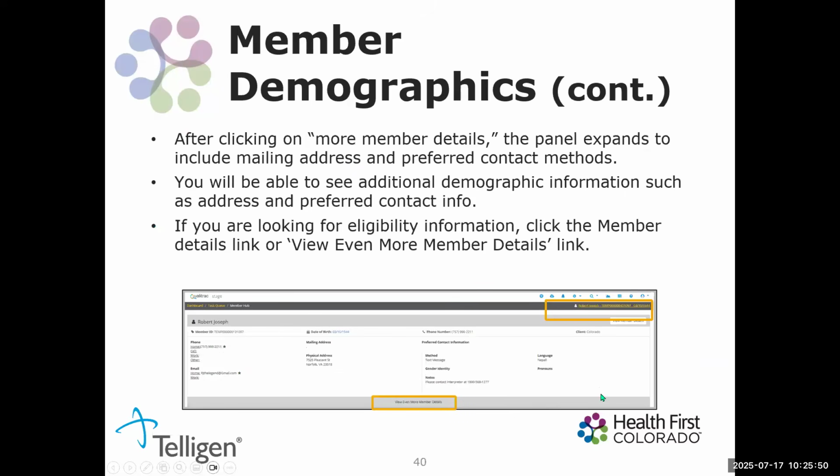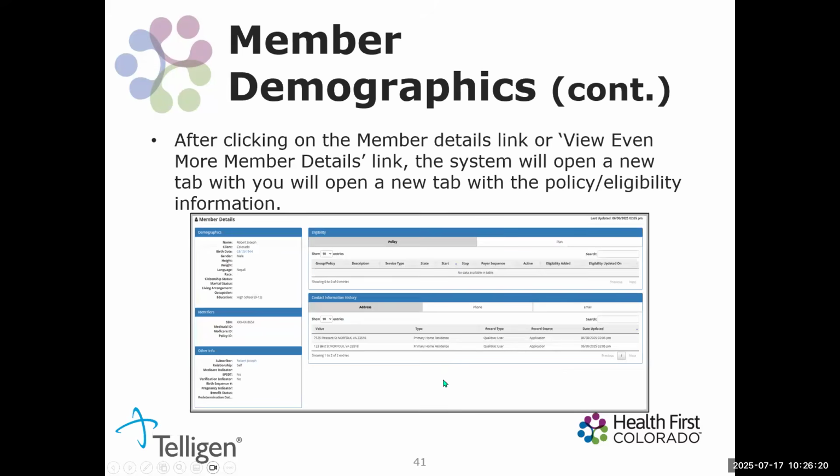This is what it looks like expanded. We'll give you their preferences if they have multiple phone numbers. The star indicates that that's where they prefer to be called, along with any preferable contact information. If you want to look for eligibility information or policy plan information, you can click on this yellow hyperlink, or there's a "view even more member details." It's not really a button, it's just kind of at the bottom in that bar. If you click on that, it will bring you to this screen.